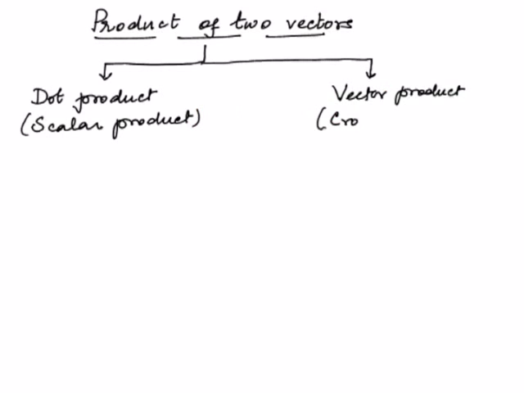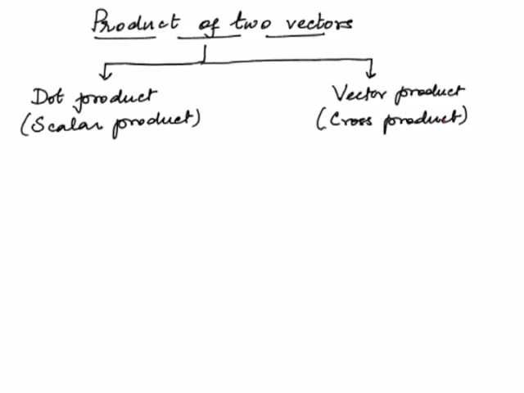When we take the dot product of two vectors, the end result is a scalar, and that is the reason it is called a scalar product. And when we take the cross product, the end result is a vector. That's the reason it is called a vector product.